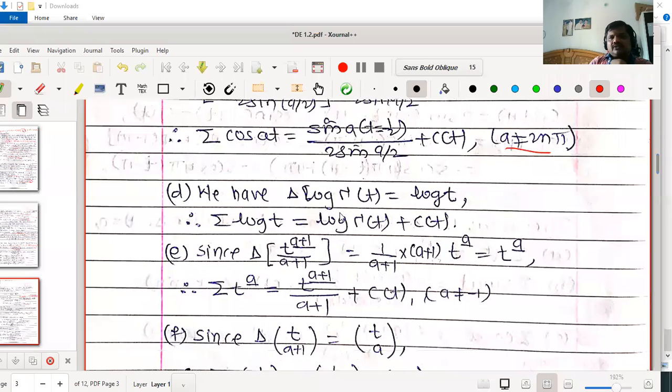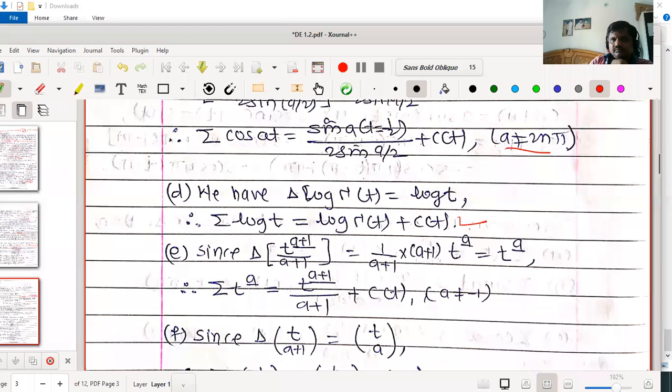Now, we know that delta of log of gamma t is equal to log t. We proved this formula. Delta of log of gamma t equal to log t. So, summation of log t must be equal to log of gamma t plus c of t there, where delta ct equal to 0. Again, since delta of t to the falling a plus 1 upon a plus 1 equal to 1 upon a plus 1, t to the falling a plus 1, we know the delta of that, a plus 1 into t to the falling a, which is equal to simply t to the falling a, and where a is not equal to minus 1. Why it is minus 1? Because if a is minus 1, then this becomes 0. This total term becomes meaningless.